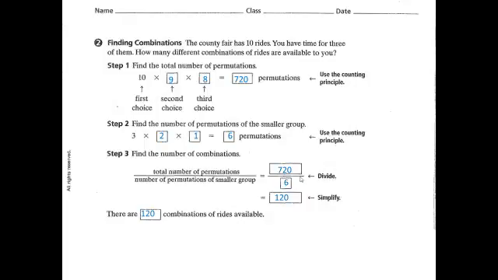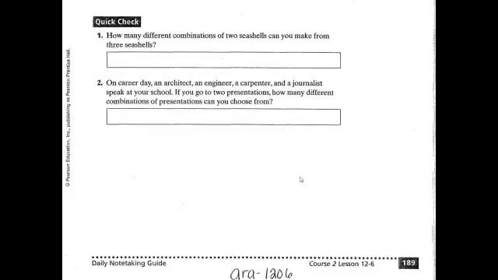Pause the video at this time if you need more time to write down the examples. Now we're going to do the quick check. We're going to first figure out how many different combinations of 2 seashells can you make from 3 seashells. Well, we had 3 seashells to start with, so we're going to take 3 times 2 because we're choosing 2 seashells. That's of the total group. Now we're going to do a permutation of the small group. Since we're only choosing 2, 2 is our largest number, followed by 1. So we end up with 3 times 2 divided by 2 times 1. So our possible combinations is 3.